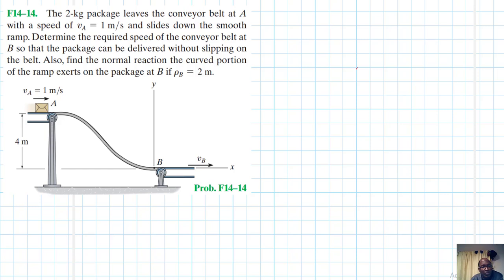This problem is coming from Engineering Mechanics: Dynamics, 13th edition by R.C. Hibbeler.